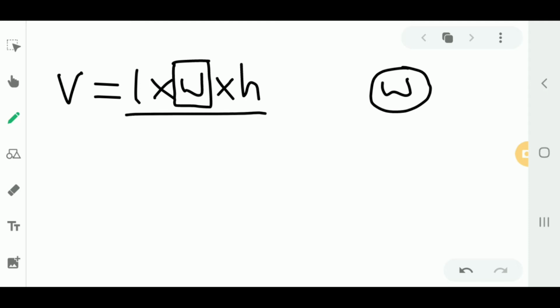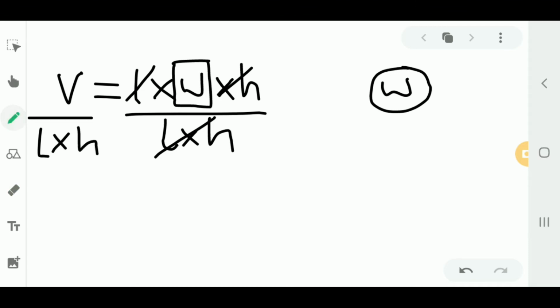So what you can do, the opposite of multiplication is division. So we can divide by both L and H, so they would cancel each other. And anything you do on one side, you have to do on the other side. So we have L times H here. So W is equal to V over L times H.